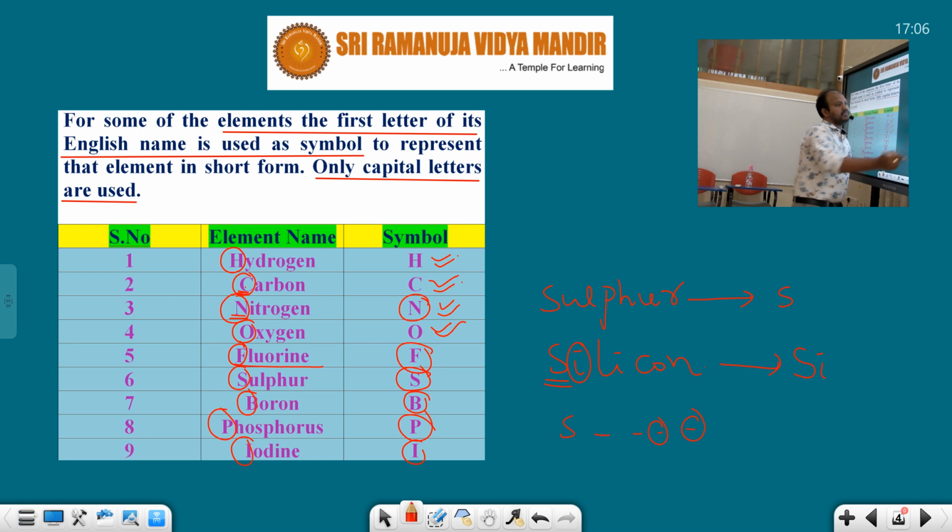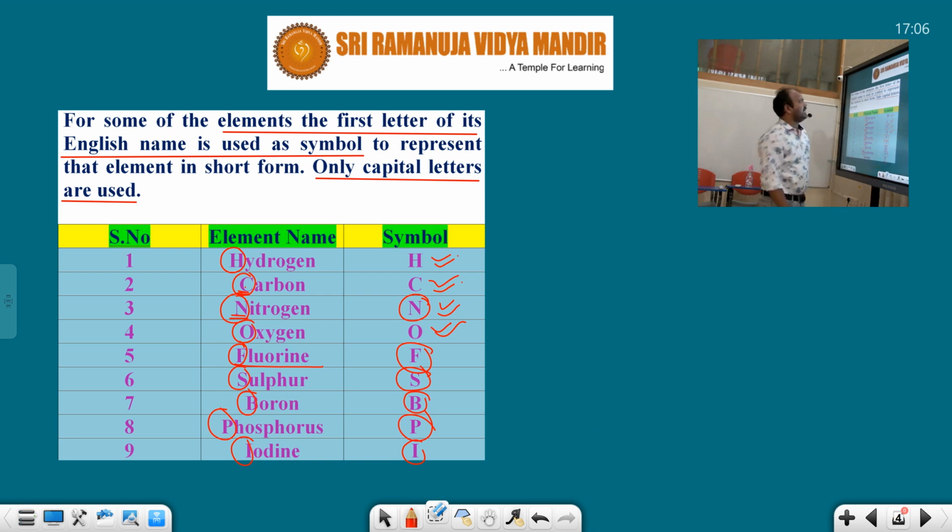Whenever you have to write the symbols, in this case, what do we have to write? You should observe that for these elements, the first letter of the English name is used as the symbol to represent that element in short form. Only capital letters are used. In hydrogen, carbon, nitrogen or oxygen, the first letter is considered as the symbol of these elements.